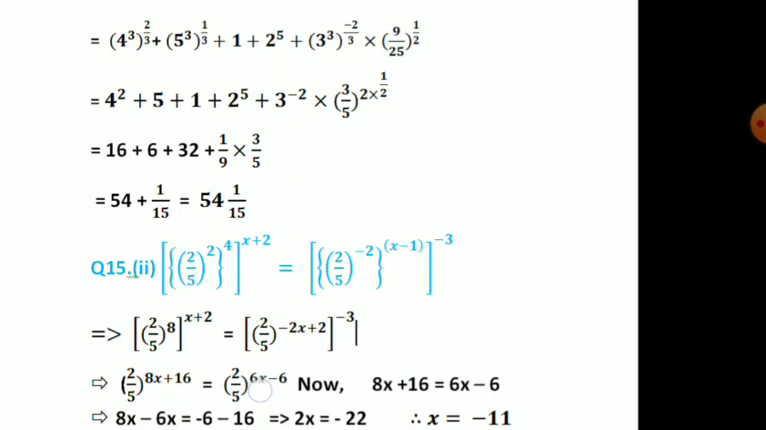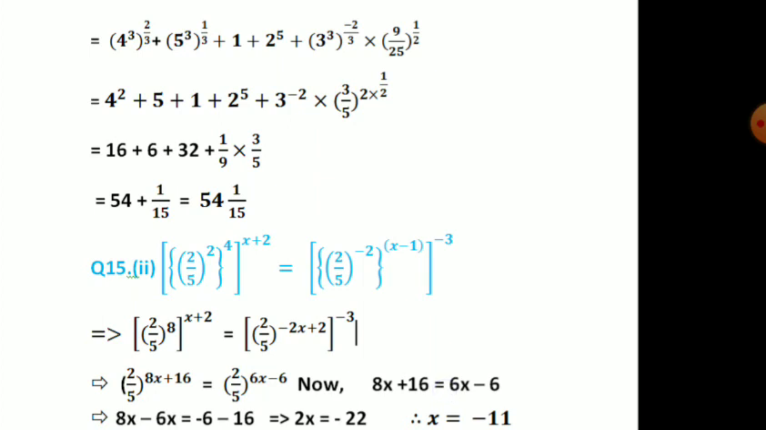Now multiplying minus 2x plus 2 by minus 3. That will give minus 2x into minus 3 is plus 6x, and minus 3 into plus 2 is minus 6. So here we have written it as 2 by 5 whole to the power 6x minus 6. Now as we can see, 2 by 5 is common in both LHS and RHS. So here we will eliminate this 2 by 5 and we will only equate the exponents to find the value of x. So we have written it as 8x plus 16 equals 6x minus 6.